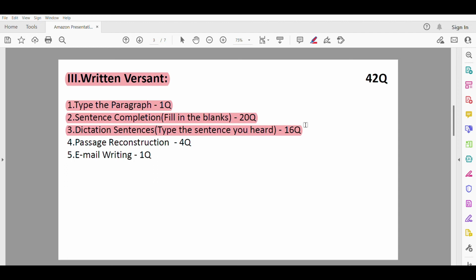You will be given 15 seconds or 10 seconds to answer this question, so be careful while listening to the audio and typing that answer. Okay, next will be passage reconstruction.